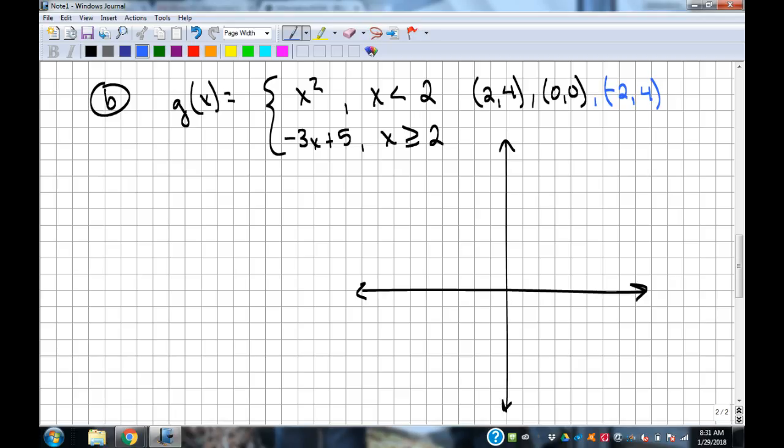It's quadratic, but it's also even. And if it's even, what is it symmetric with respect to? The y-axis. So we flip across the y-axis. The flip across the y-axis of 2, 4 is -2, 4, because it changes the x value. So we can plot those points.